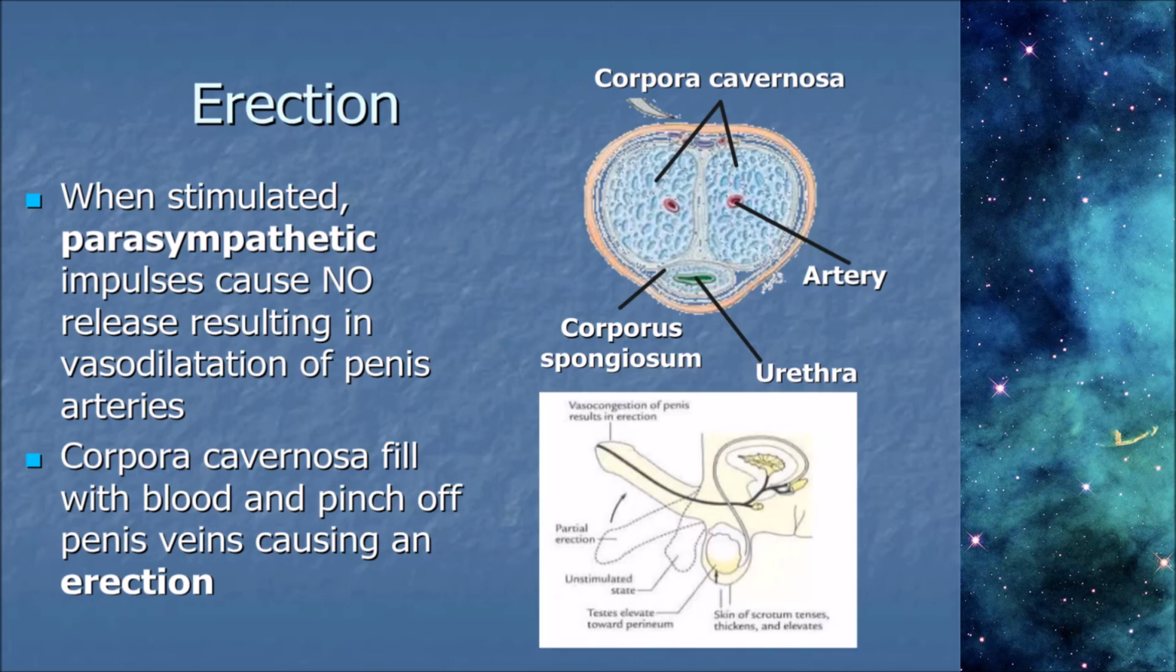And so when the corpora cavernosa are fully engorged, we will have an erection. And again, the erection is there to basically get the penis into the vagina so that we can ejaculate and get the sperm as close to the ovulated oocyte as possible.